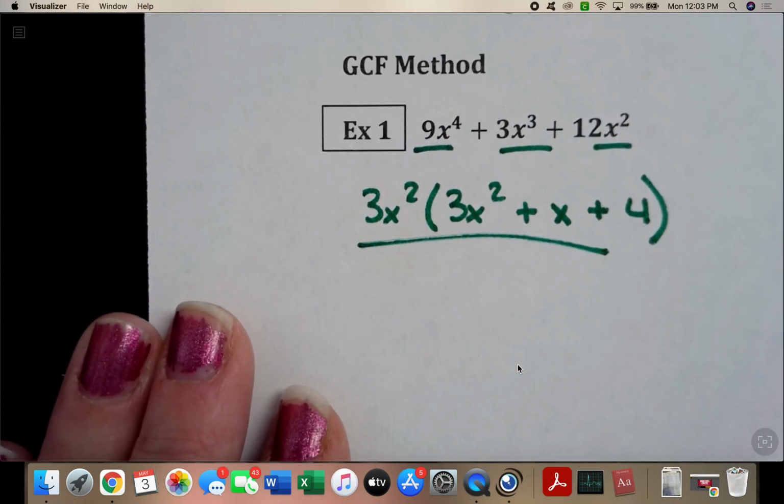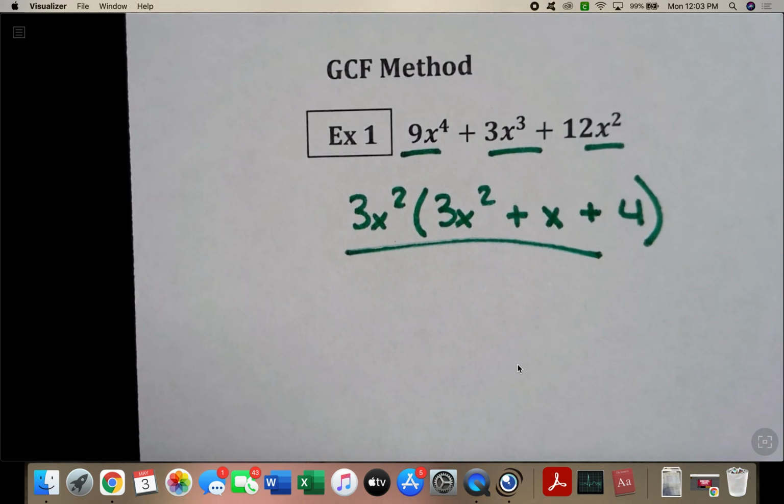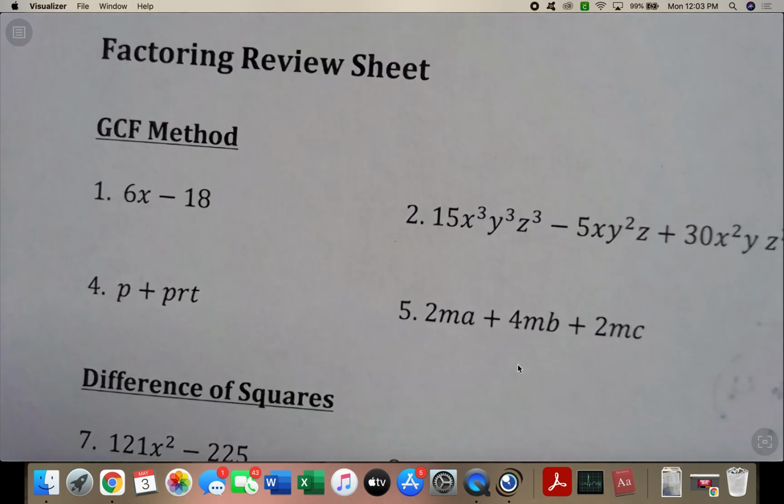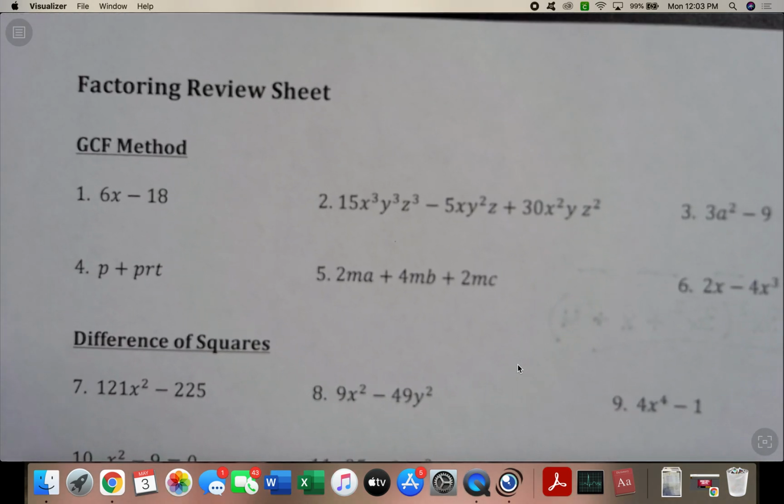Okay? Good? All right, do you guys want to practice on the back side? There's numbers 1 through 6. Numbers 1 through 6 are greatest common factor. Would you like time to do a couple? Do a couple, because they're fast. Look at how fast they are.